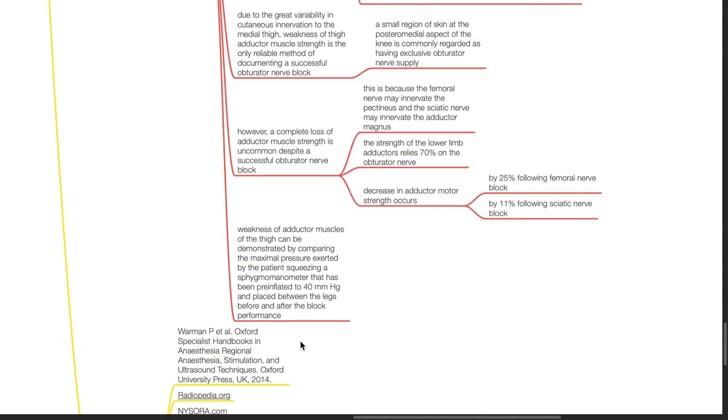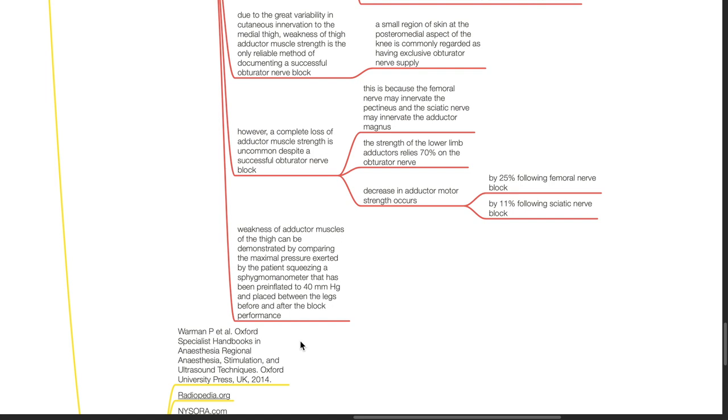A small region of skin at the posterior medial aspect of the knee is commonly regarded as having exclusive obturator nerve supply. However, a complete loss of adductor muscle strength is uncommon despite a successful obturator nerve block. This is because the femoral nerve may innervate the pectineus and the sciatic nerve may innervate the adductor magnus.